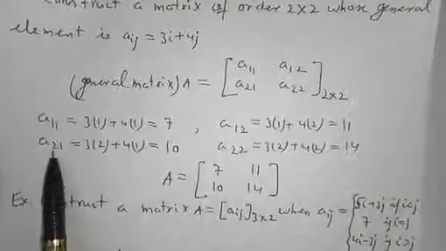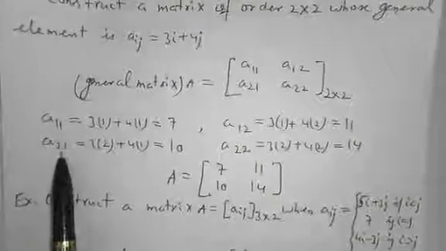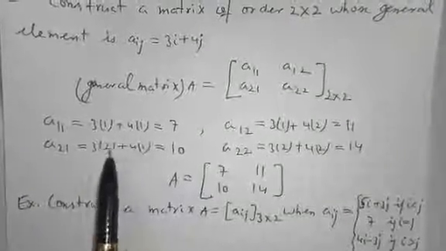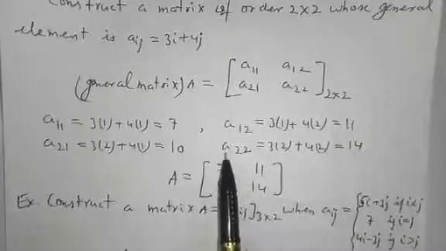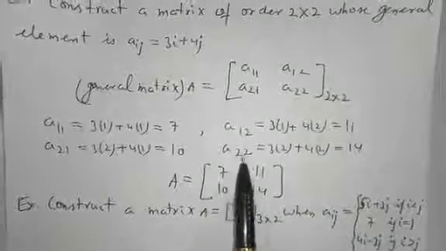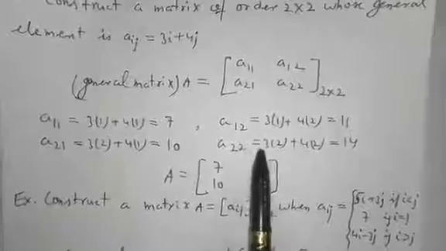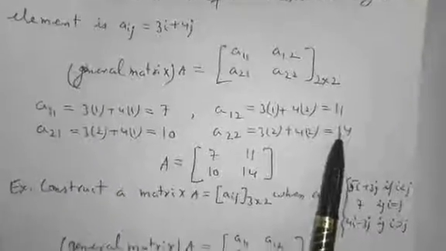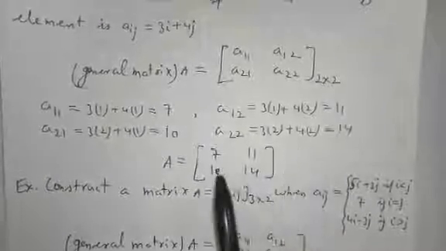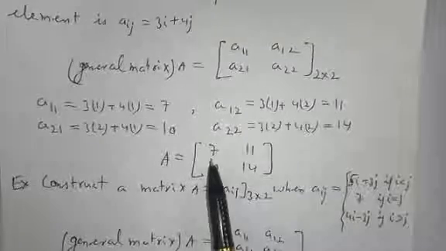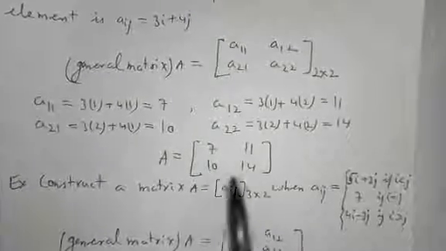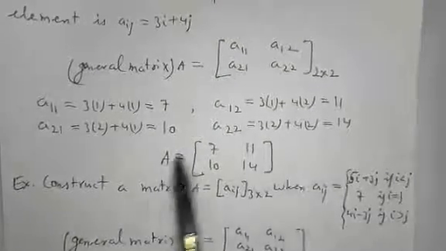Now A21: the value of i is 2, the value of j is 1. Again, we put the values of i and j in the general element. Its value is 10. Now for A22, i is 2, j is 2. Again we put the values of i and j in the general element and we get its value as 14. In this way we get all the 4 values of the required matrix and we put these values in their corresponding positions. That's why A equals 7, 11, 10, 14. This is the required matrix.